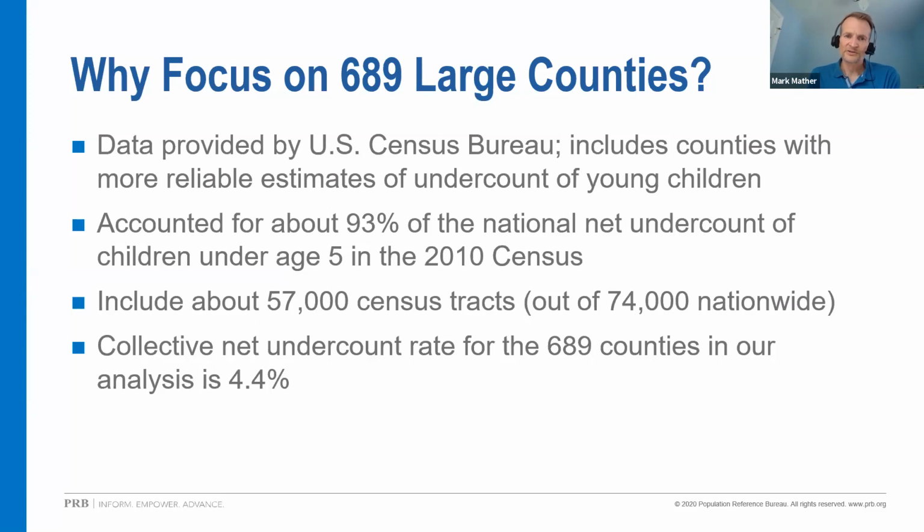And although it's only 689 counties, it includes a large number of tracts. So our original database had about 57,000 census tracts. That's out of a total of about 74,000 tracts nationwide. If you look across all of these counties, the net undercount rate for kids under age 5 was about 4.4% in 2010.